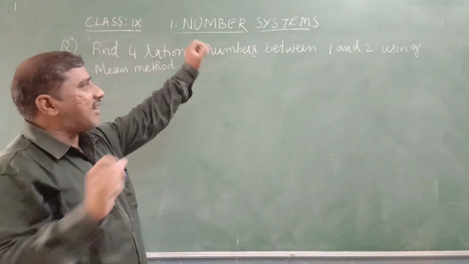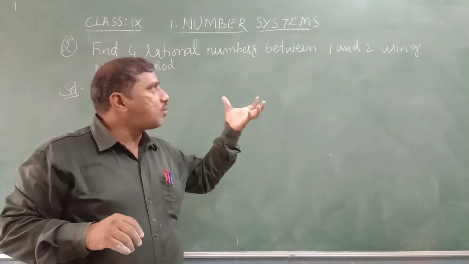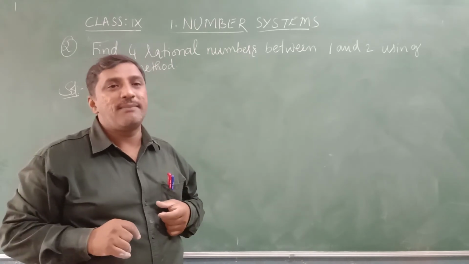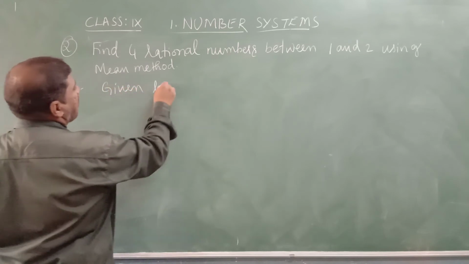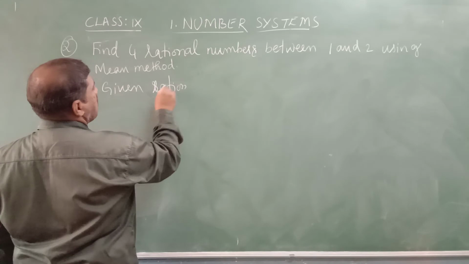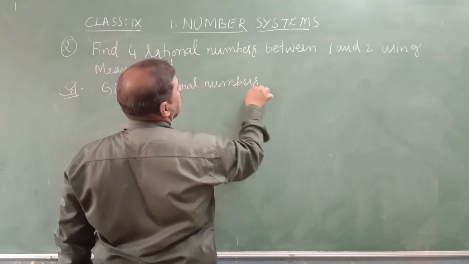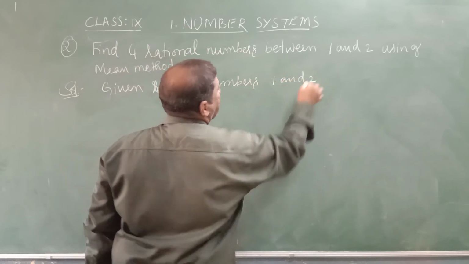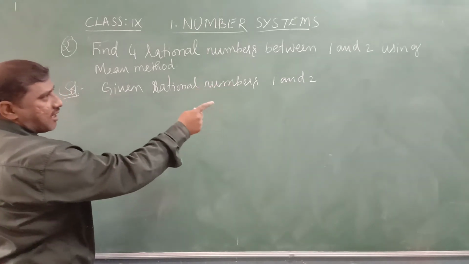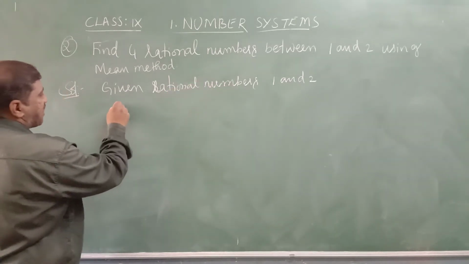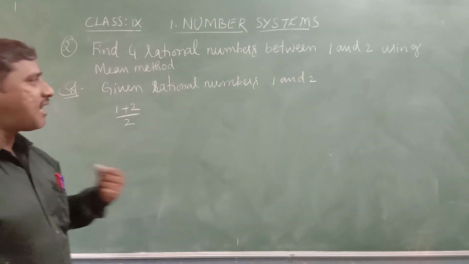Here two rational numbers are given, 1 and 2. How do we find rational numbers between 1 and 2 using the mean method? The given rational numbers are 1 and 2. Find the mean of 1 and 2 to get the first rational number. The mean is the sum of all the numbers, that is 1 plus 2, divided by the number of numbers. How many numbers? 2.